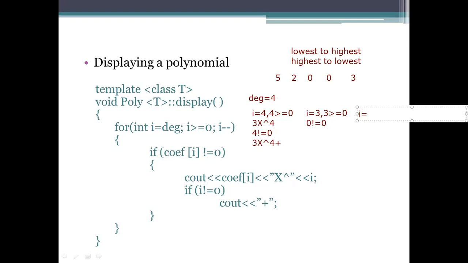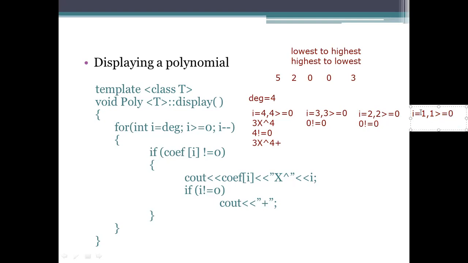i equals 2 here after decrementing, and 2 is greater than or equals to 0, condition true. Coefficient of i is 0. 0 not equals to 0 is a condition that fails, and again it stops execution and decrements it. i equals 1, and 1 is greater than or equals to 0.